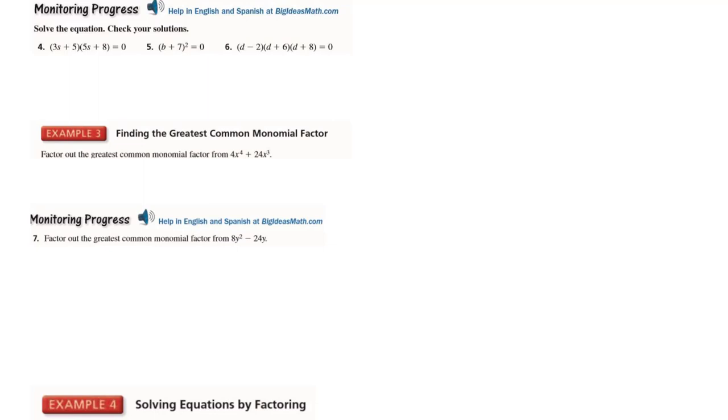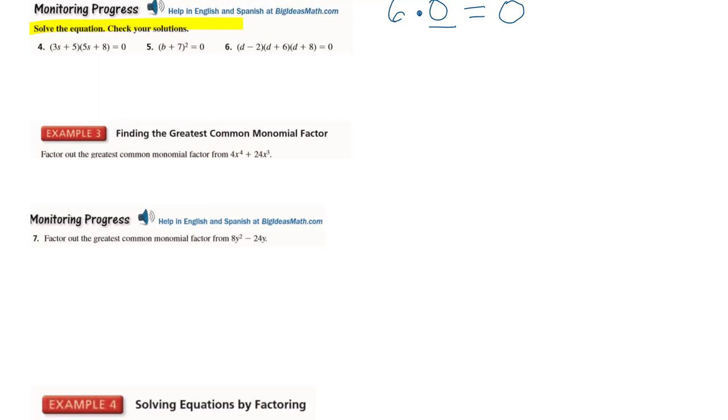So what we're doing is we're starting back with polynomials that are in factored form, such as the ones right here in the monitoring progress 4 through 6. And the idea is, in order to find what your variable is, you have to set things equal to 0, because the zero product property tells us, if you have any two numbers, let's say 6 times 0, what's going to happen when you multiply them because of 0 is it is going to equal 0.